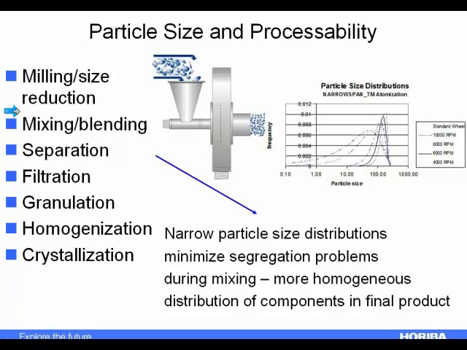But there are other processing operations that can occur in the manufacturing plant where particle size is important, such as mixing and blending, because in general, if we have narrow particle size distributions and they're similar to each other, for the materials that we're mixing, it'll be easier to get them to mix to the point where it's a well-mixed material. But we can think of other processes, separation, filtration, granulation, homogenization, or crystallization, where particle size is very important. So there may also be specifications not only on the end product, but internally as the material goes through various processes as it heads towards being the final product.